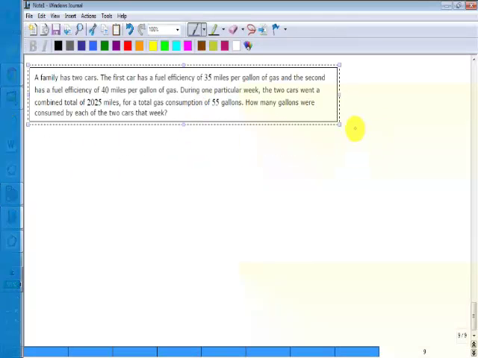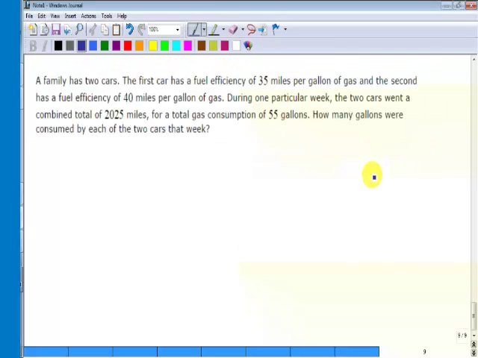Family has 2 cars. First car has a fuel efficiency of 35 miles per gallon, and the second has a fuel efficiency of 40 miles per gallon. During one particular week, the 2 cars went a combined total of 2,025 miles and consumed a total of 55 gallons of gasoline. That's a good bit of driving for 1 week. And a lot of gasoline. How many gallons were consumed by each of the 2 cars that week?